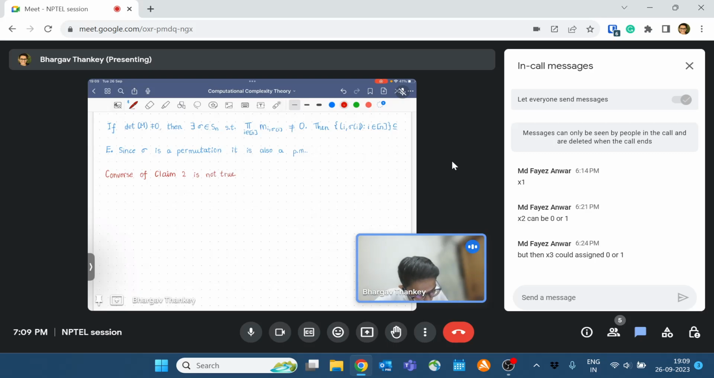Okay, so let G be K2,2. Do you know what K2,2 is, or should I define it? It is a complete bipartite graph. There are two vertices on both sides. Every vertex on the left hand side is connected to every vertex on the right hand side and vice versa. So what's the adjacency matrix of this? It is 1, 1, 1, 1, right?